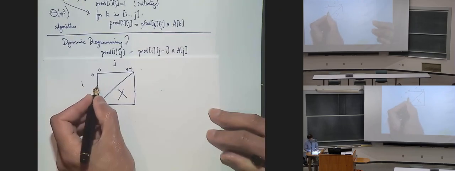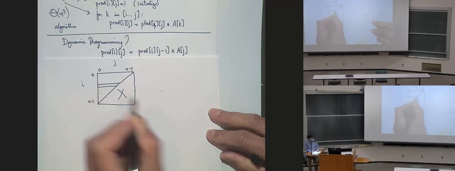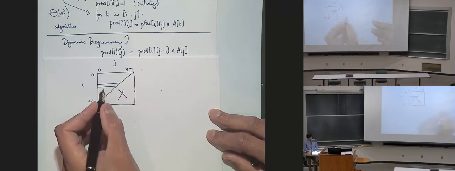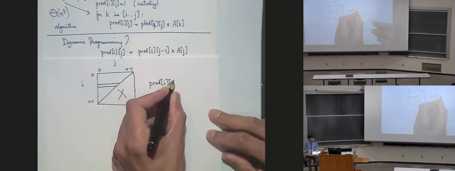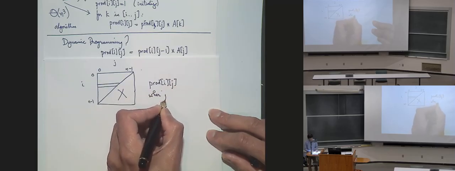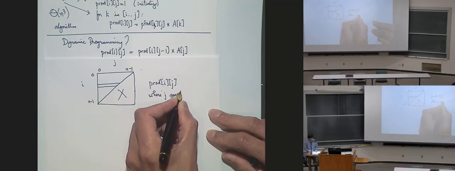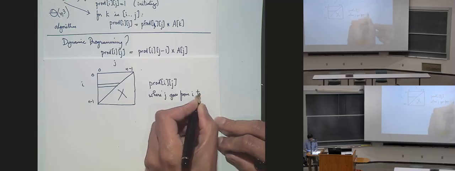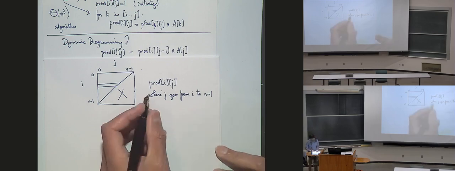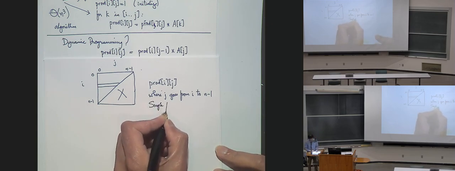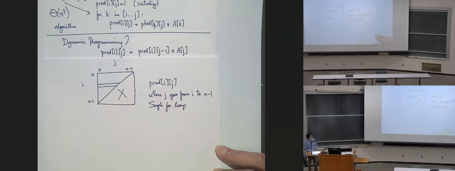So if you fix i, if you look at any one of these rows, right, what are all of these rows? These are rows where you're looking at product i, j, where j goes from i to n minus 1. Right? Those are all of those entries. You can compute all of these with a single for loop. Right? Just by storing all the entries. Does this make sense? So you can do all of these with a single for loop.